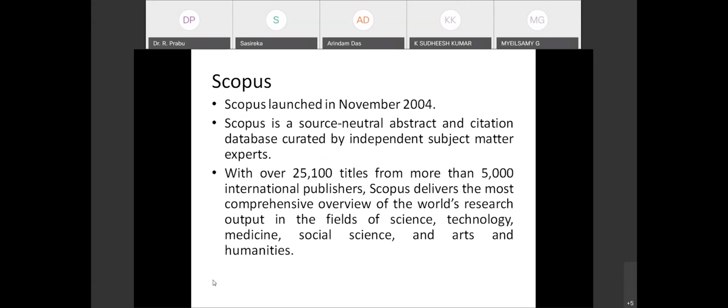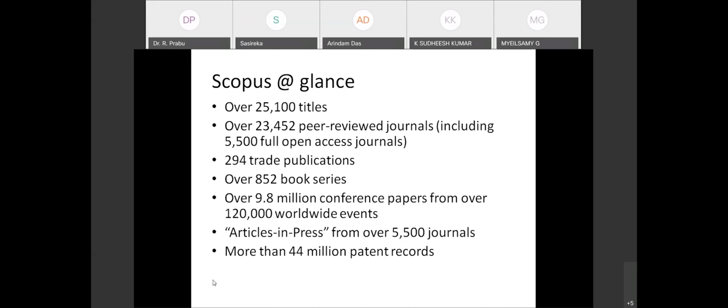Scopus is a source-neutral abstract and citation database created by independent subject matter experts. With over 25,000 titles from more than 5,000 international publishers contributing to the database, Scopus delivers the most comprehensive overview of world research output in the fields of science, technology, medicine, social science, and arts and humanities. So these are the subject areas covered in the Scopus database.